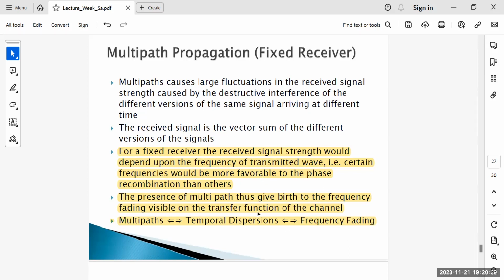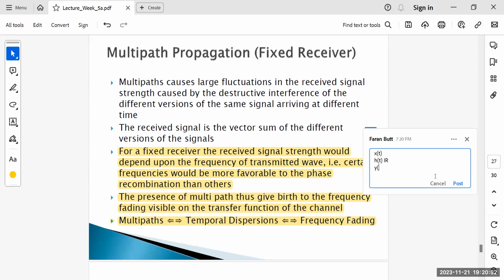So when we talk about the transfer function of the channel, just a recap, I think most of you know that we have a transmitted signal x of t. Then we have the impulse response of the channel, right? So when we talk about y of t, that is x of t getting convolved with h of t, where h of t is basically the impulse response.